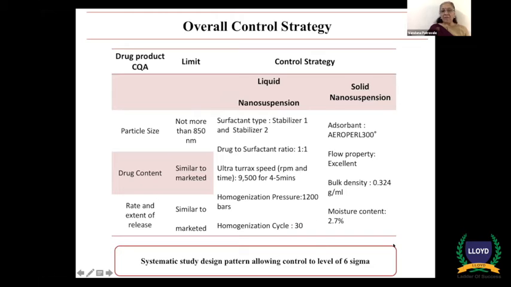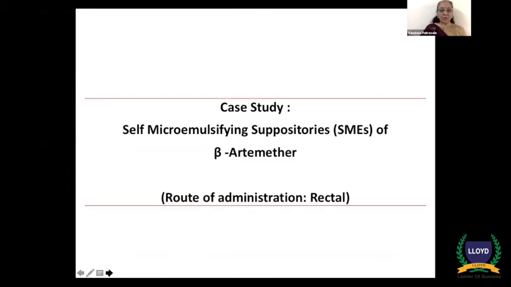Because after we finish, in the institute, we can do only 1 kg, 2 kg. But this has now been scaled up to a 1000 kg batch, and there are no issues. It just indicates that we've gone the right way.